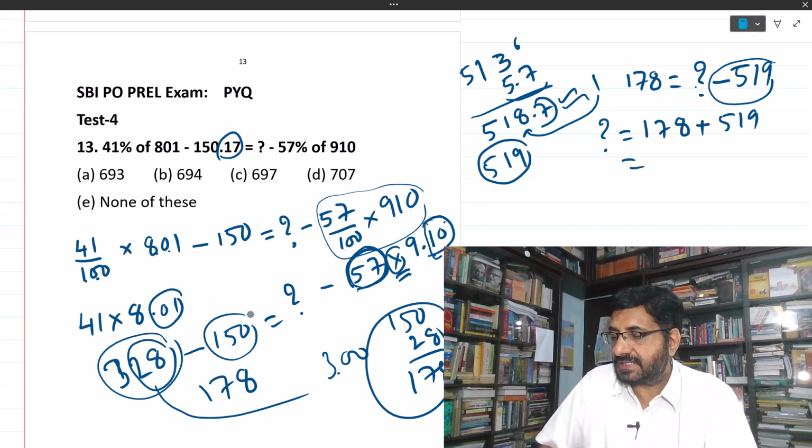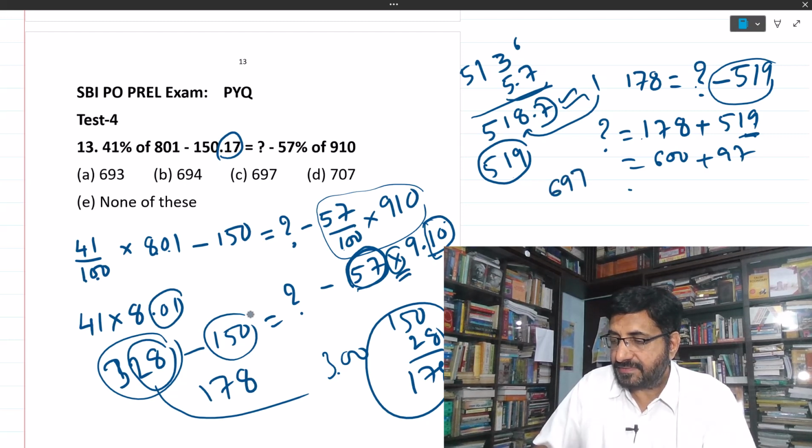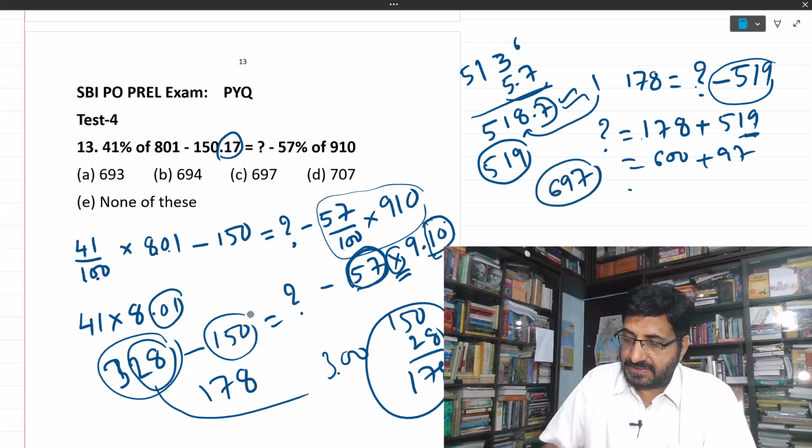Add this, how much are you getting? 100 plus 500, 600. 78 plus 19: 78 plus 10 is 88, plus 9 is 97. So this will become 697. See, this is the answer.